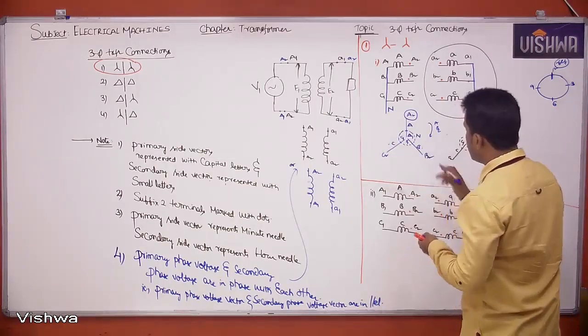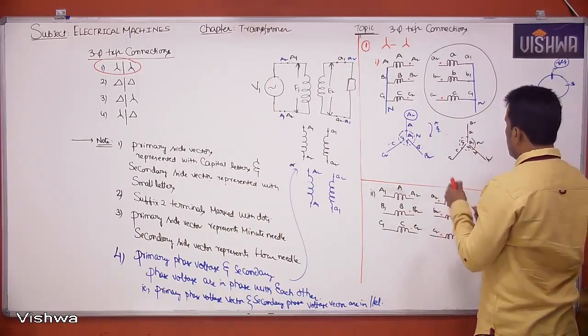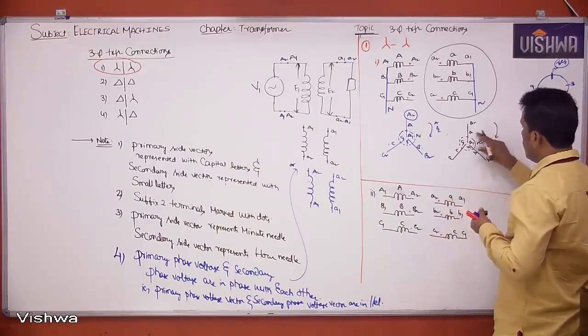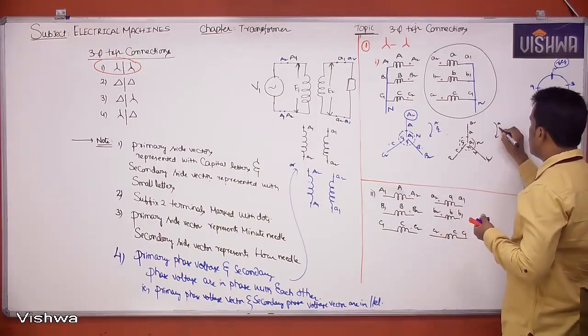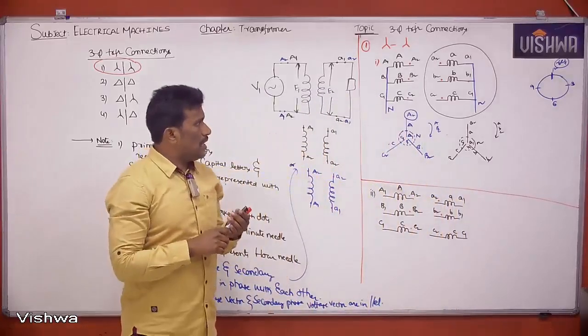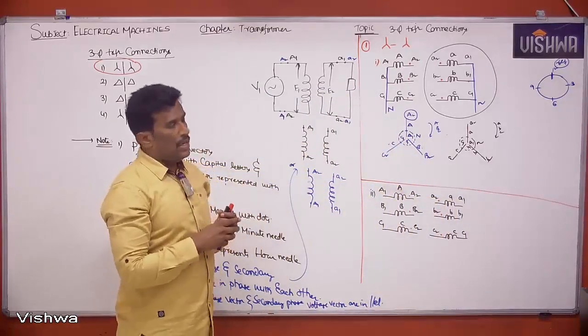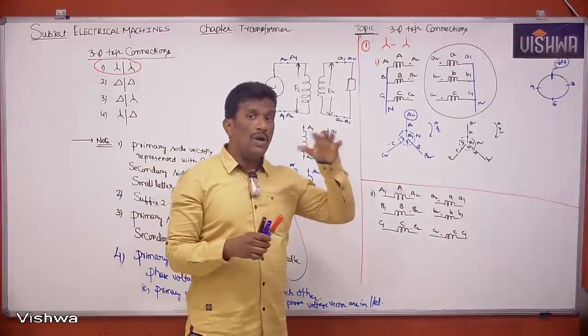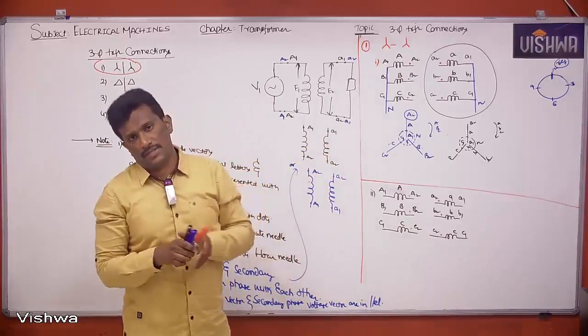Now, what about the secondary side phase sequence? Here, yeah, small a, small b, small c. A, B, C is the phase sequence here. Whenever the phase sequence is the same, then you can start comparing the secondary line voltage with the primary line voltage.